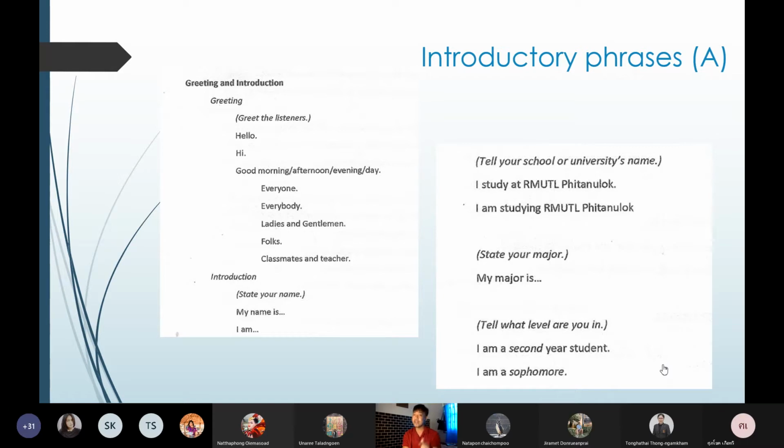Did you get it? You could practice on your own. Just do the greeting, the introduction, tell your name, then the school, your university, then your major, and then what level you are in. Get it? It's a little bit easy. Okay?